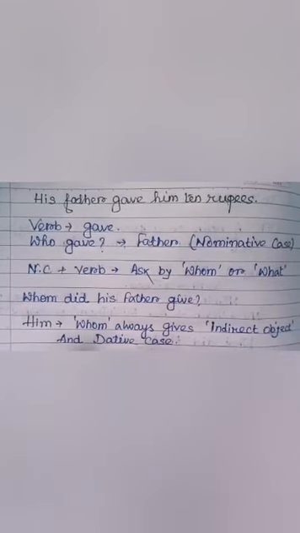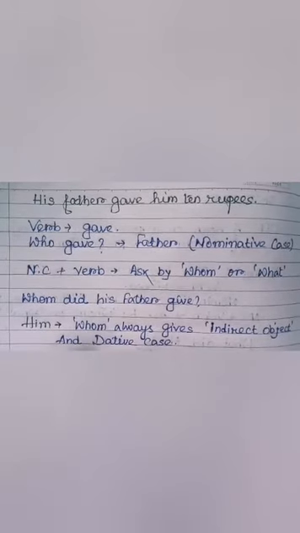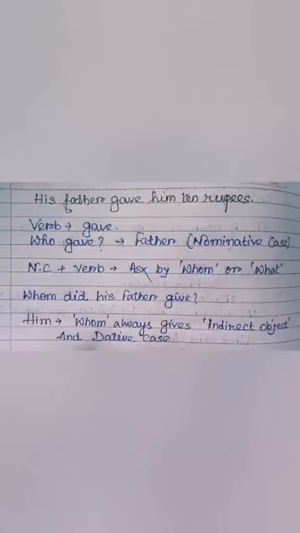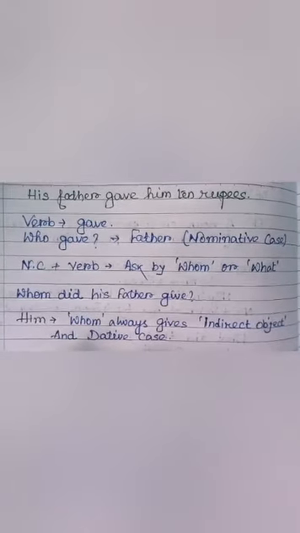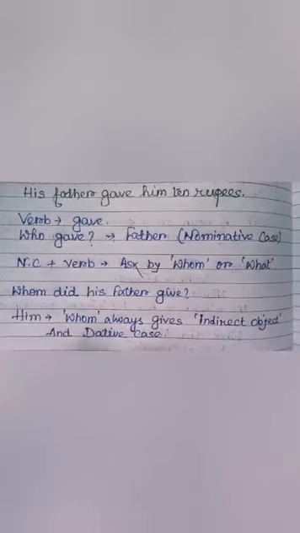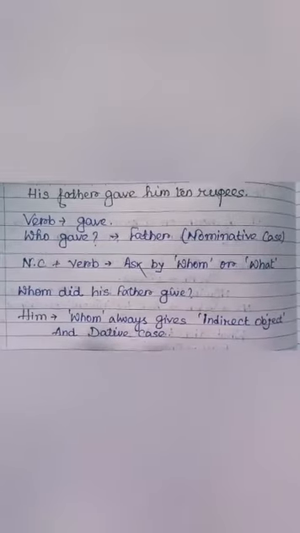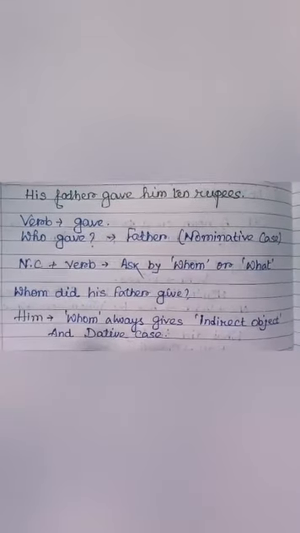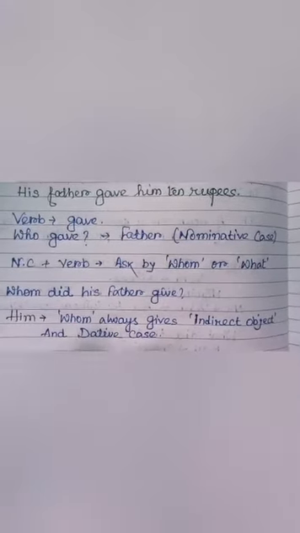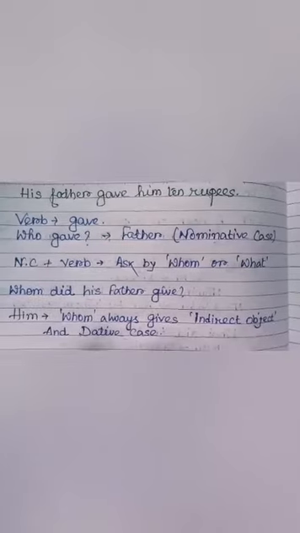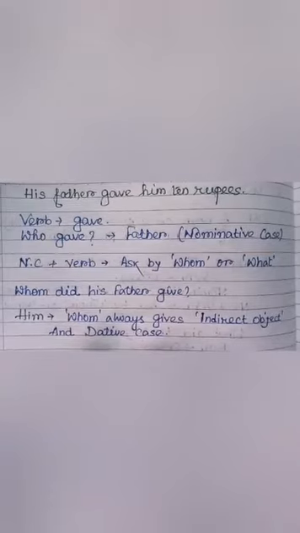And now find out the nominative case in the sentence. Who gave? His father gave. So father is nominative case. We know that we need to ask question by who or what to get nominative case. Now after taking nominative case and verb together, ask once again by whom or what. So let's ask first by whom. Whom did his father give? Look at this sentence. His father gave him. So whom did his father give? Him. So him is the answer and him is the objective case.